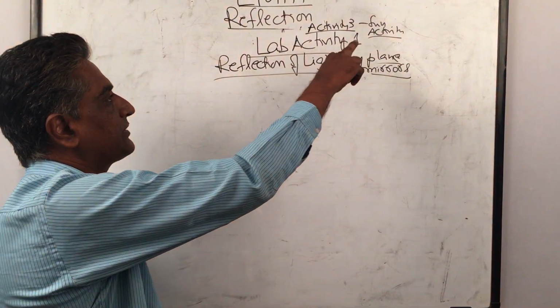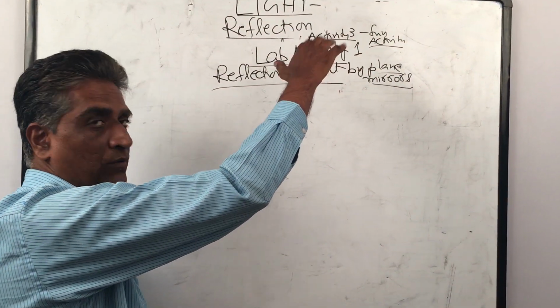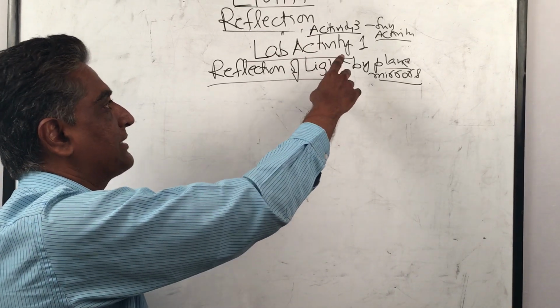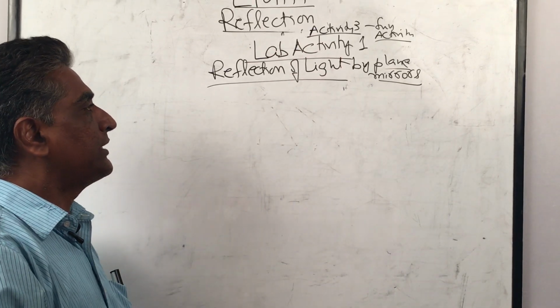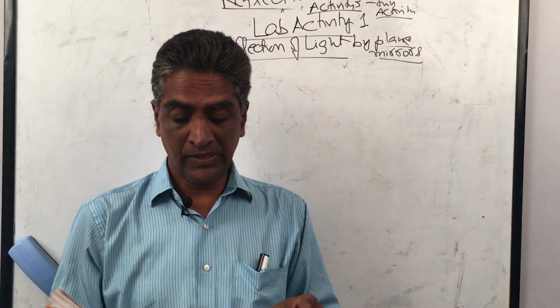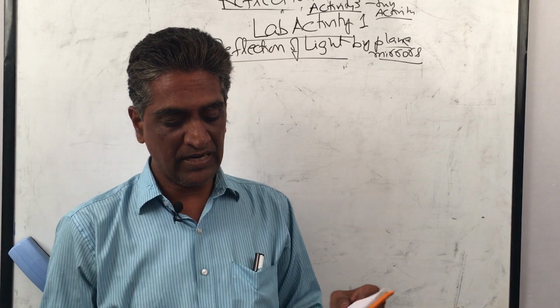And now we'll do activity 3, a fun activity. We are doing the chapter of light, and after that we'll do a lab activity in which we'll really make a reflection of light by a plane mirror, and we'll see how it works. So first, it's very simple.